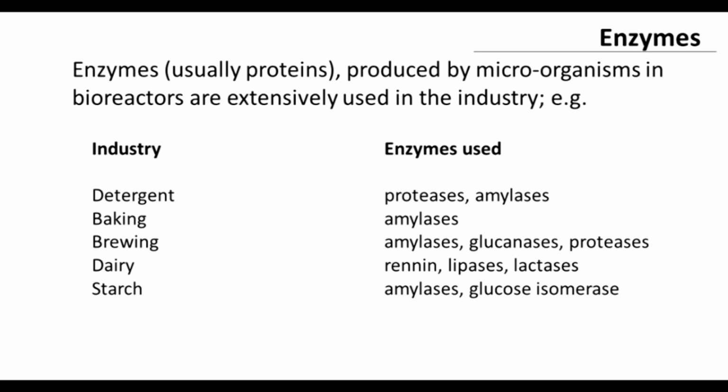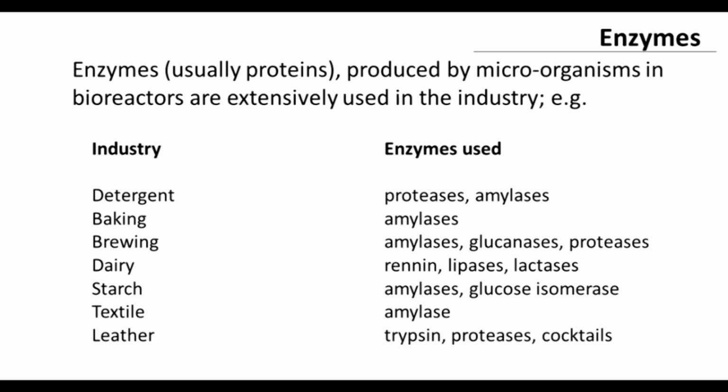In the starch industry, amylases, glucose isomerase. Remember, we said that starch can be broken down to glucose for further fermentation. Amylases are the ones that could carry that out. Textile industry, amylase. Leather industry, trypsin, proteases, and cocktails of enzymes could be used. Mixtures of enzymes could be used in the leather industry. Pharmaceuticals, trypsin, and that is just examples of the use of enzymes in the industry.